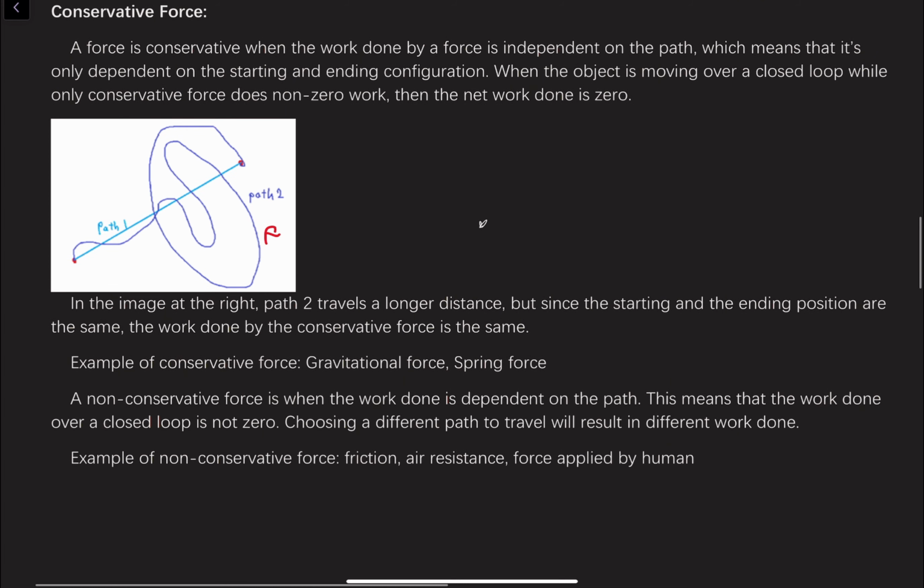So it means, let's say you have 4 points, call them A, B, C, D. If you want to go from A to D, you have 2 paths: one is A, B, C, D, and the other is A, D. The amount of work done by the conservative force is always the same whether you go A, B, C, D or A, D. But for a non-conservative force, for example friction, since it travels the longer distance, it will have a larger work done.